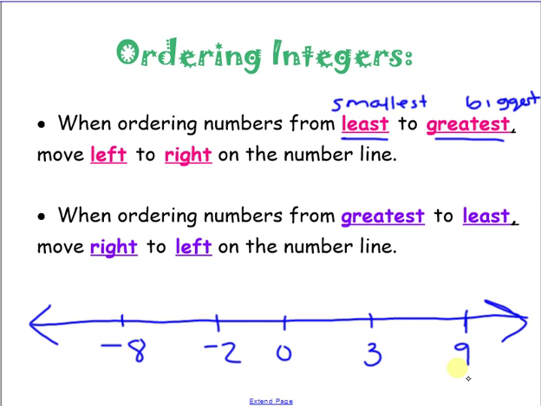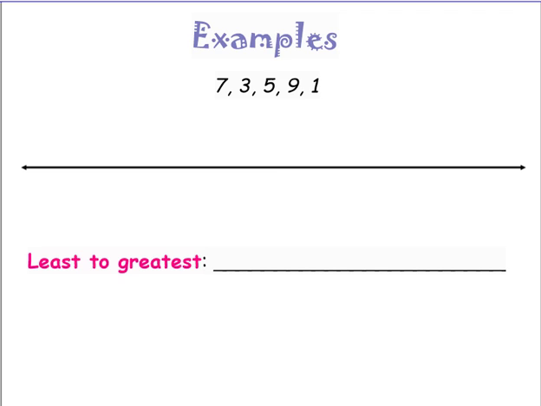Okay? Smallest, biggest. But when you order from greatest to least, okay, and that's going to mean biggest to smallest, you move from right to left on the number line. So you would go 9, 3, 0, -2, -8, because again, you're going from the biggest all the way down to the smallest. Okay, so let's see what that looks like.